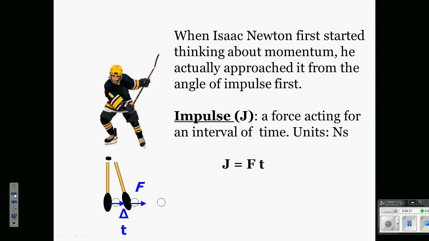But typically, when we think about movement, I don't think of the word impulse. An impulse is nothing more than a force that is acting on an object, but this force happens over an interval of time. We use the letter J to represent impulse, and its unit is going to be N·s as well. To calculate impulse, J equals the force times the time interval.